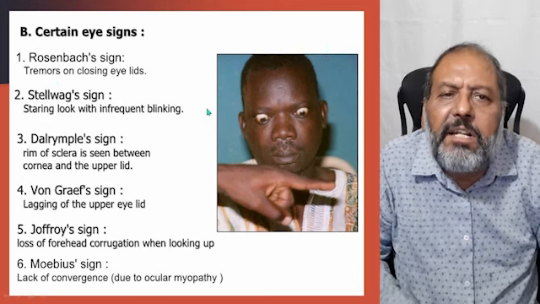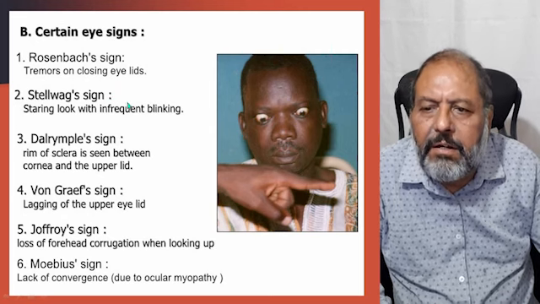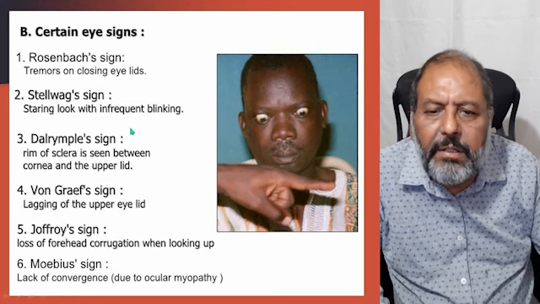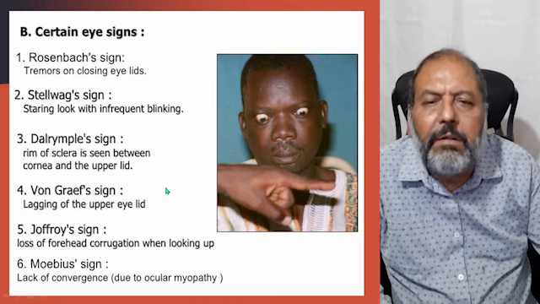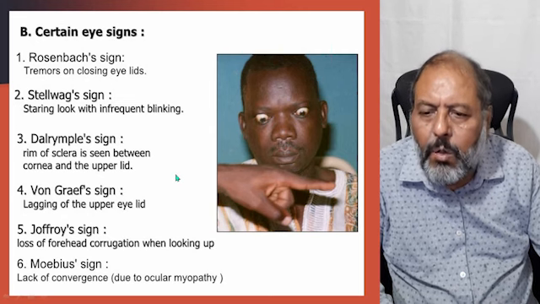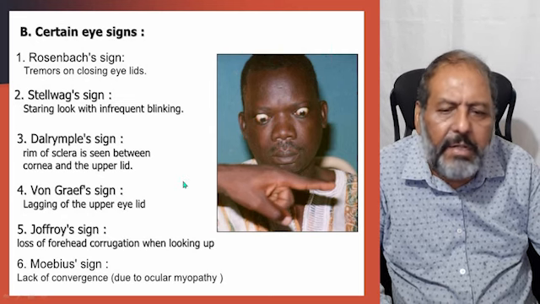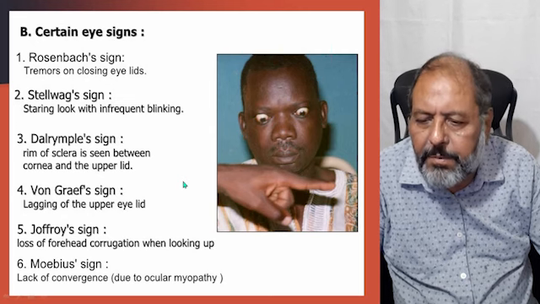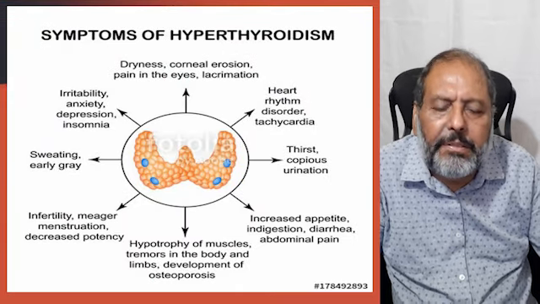And there are certain eye signs which have been seen in this disease. That is mostly the Rosenbach sign, tremors on closing the eyelids. Then Stellwag sign, staring look with infrequent blinking. Then Dalrymple sign, where a rim of the sclera is seen between the cornea and the upper lid, as one can see here. Von Graefe sign, lagging of the upper eyelid, that is not able to follow the direction of the eye. Then Geoffroy sign, the loss of forehead corrugation when looking up. And Mobius sign, there is lack of convergence due to the ocular myopathy.